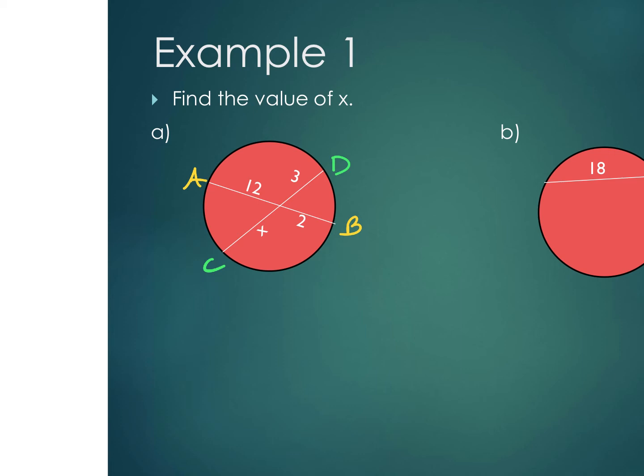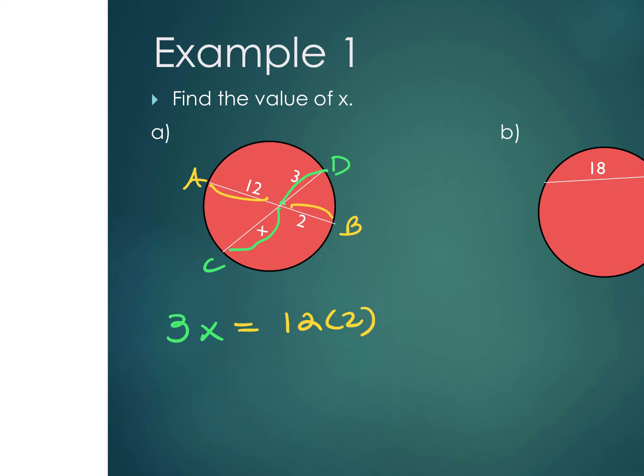So when two chords intersect inside the circle, remember it breaks them apart into little segments. So I have X here as a segment, and then the 3 for CD, and then I have the 12 and the 2. So I'm going to go ahead and set them equal to each other because remember, their products are what's congruent, not the chords themselves. So I'm going to do 3 times X for the CD and set that equal to the product of AB, which is going to be 12 times 2.